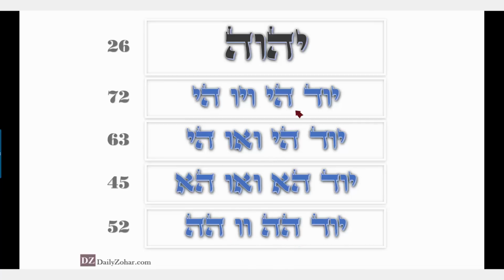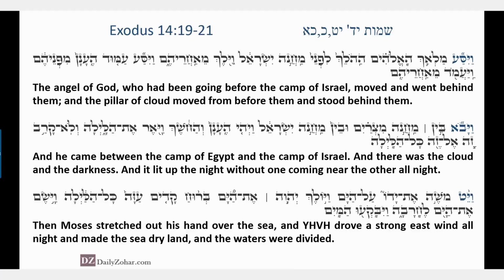Now, the 72 names are related to the Tikkun process of the world. And we're going to continue here. Maybe before that, we're going to go to the source of the 72 names. And we see here, these are the 3 verses from Exodus 14, verses 19, 20, and 21.